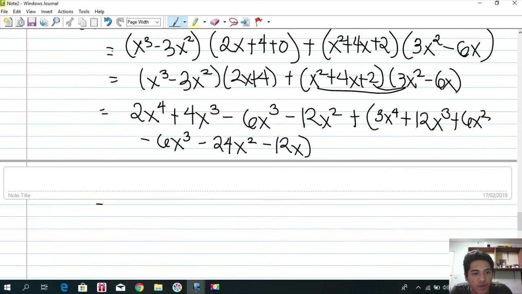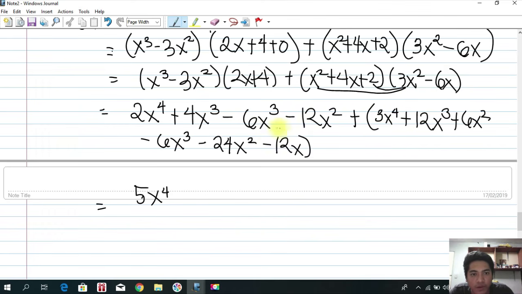So to simplify, we're going to combine like terms. Okay? So we have first the highest exponent, so this is the highest exponent. My mistake, we can simplify 2x raised to 4, then plus 3x raised to 4. That is equivalent to 5x raised to 4.